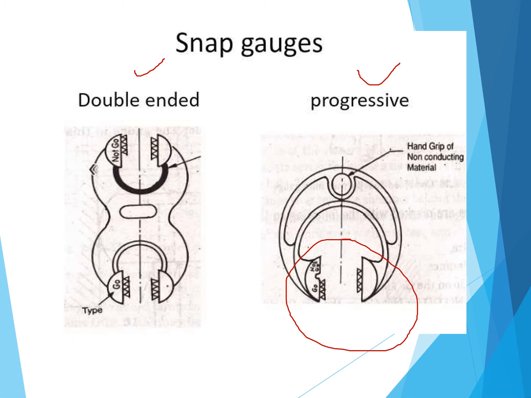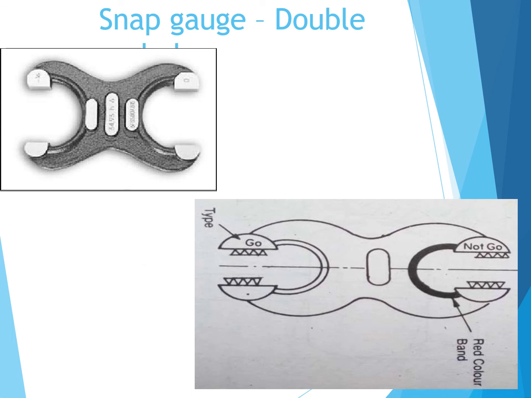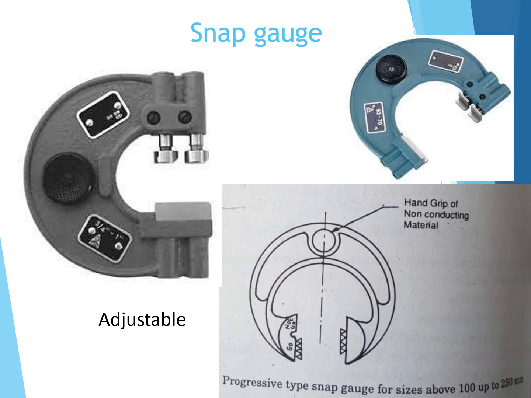Here you can see on one side you have go, another side you have no go. So here you have at two extreme ends in case of double ended, that is in case of plain gauge, whereas in case of progressive type both are on the same side. The examples you can see here, snap gauges. Then this is the adjustable type of snap gauge.